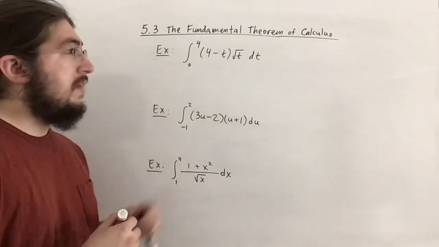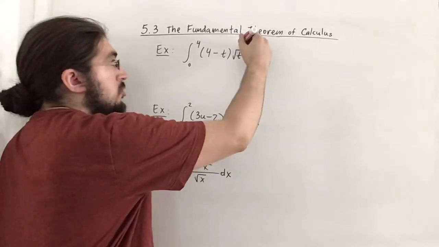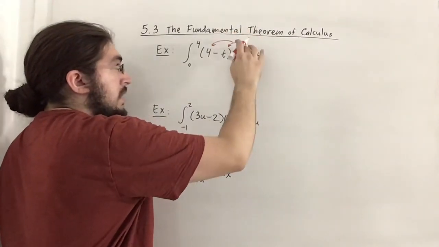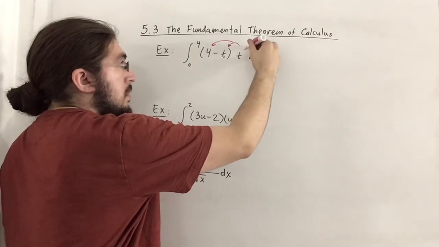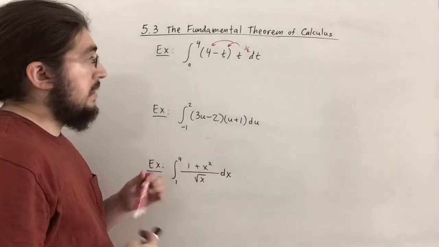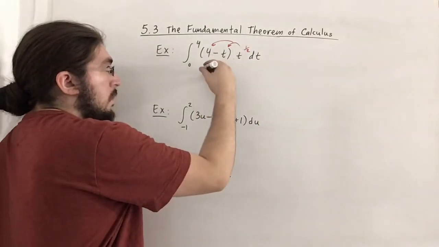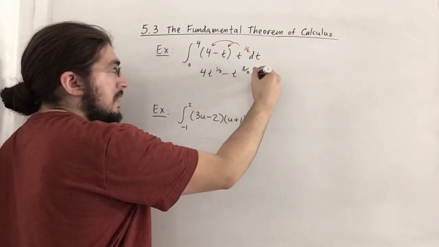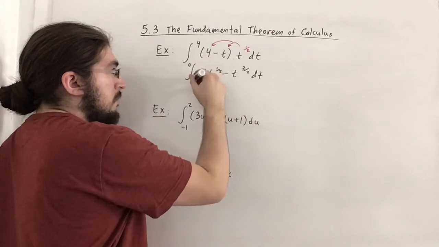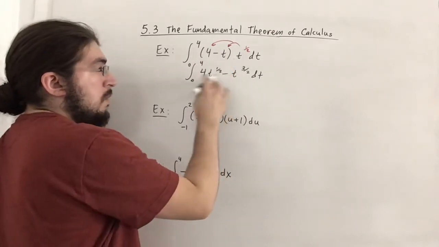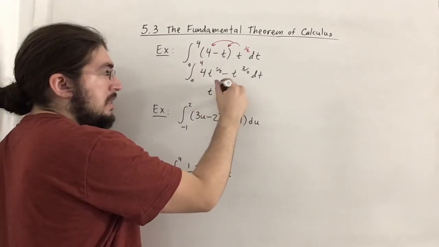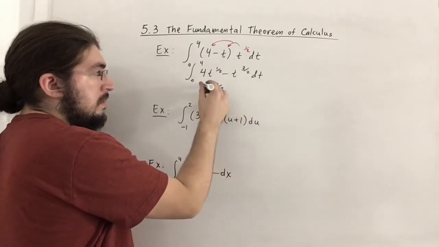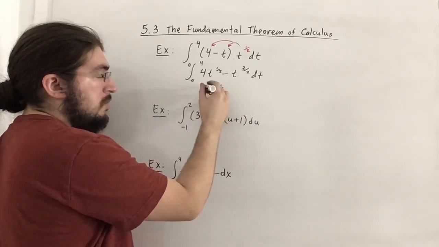We instead have to find the antiderivative by distributing, in this case, writing this as a 1/2 power, and let's see what we get. So we get 4t to the 1/2 minus t to the 3/2 inside the integral still. When we take the antiderivative, that's going to be t to the 3/2 divided by 3/2 and multiplied by 2/3.